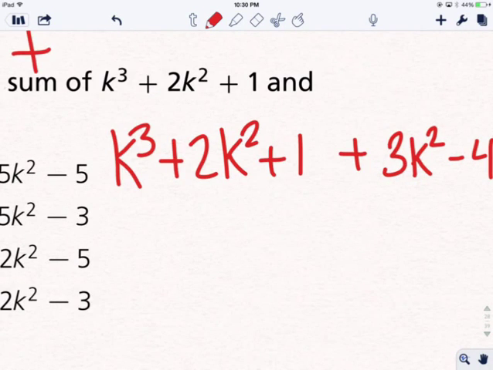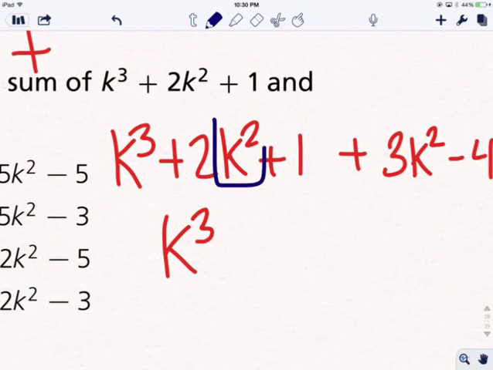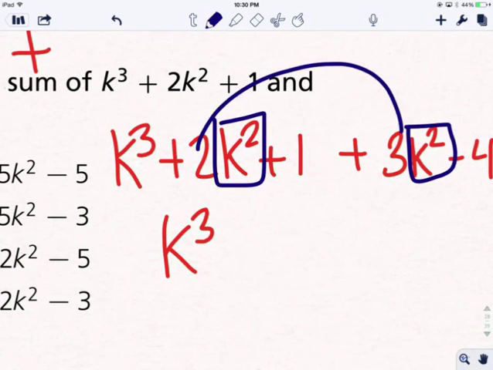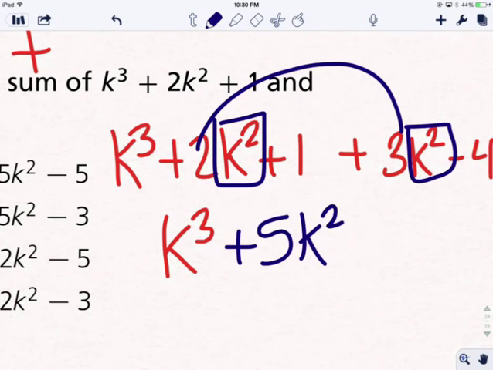So, in order to add these two polynomials, all we need to do is combine like terms. Well, k cubed does not have anything it can combine with, so it's going to stay the way it is. 2k squared plus 3k squared will give 2 plus 3, or 5, times k squared. Notice that the exponents stay the same. You only ever change the exponents of a variable if you're multiplying them or dividing.